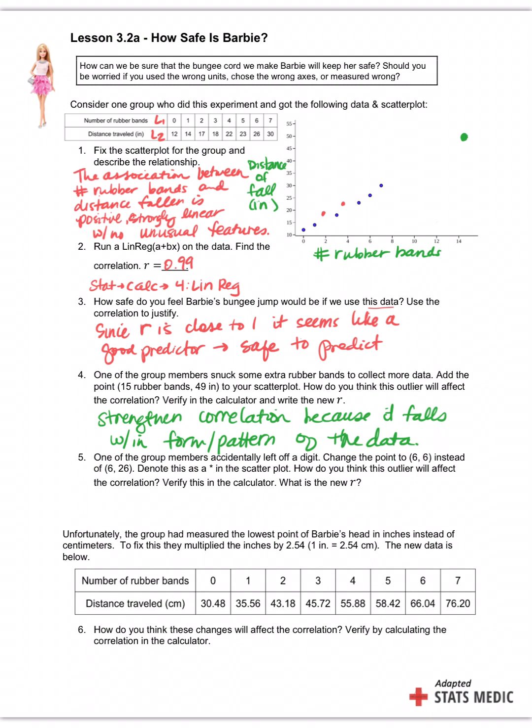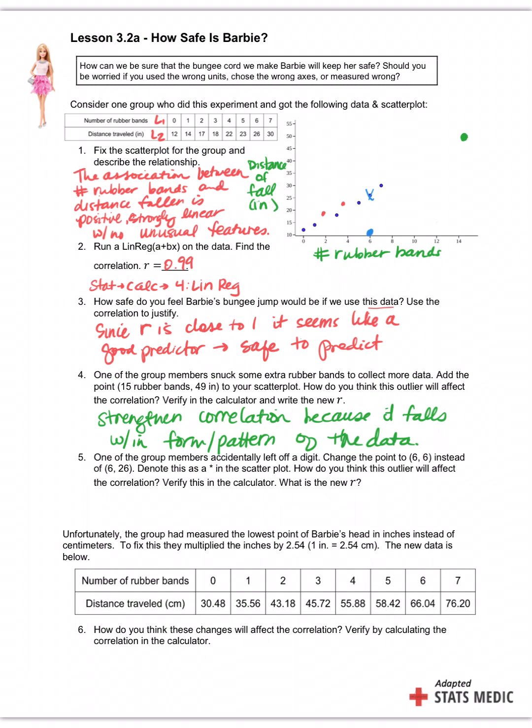Then it says, okay, another group member accidentally left off a digit. So change the 0.66, the one that was at 6, change to 6.6 instead of 6.26. So this point that's right here, nope, that's not it. This point that's right here is not supposed to be there, it's supposed to be way down here. Okay, that's an outlier. What is it going to do to our R value? Weaken it. You see it?